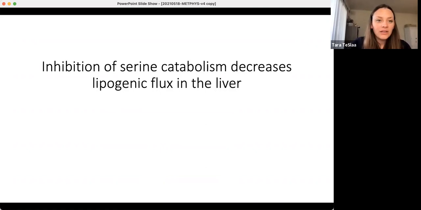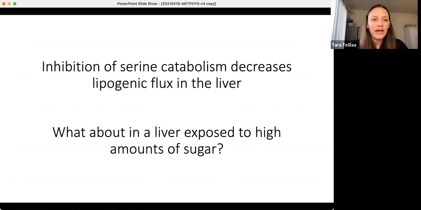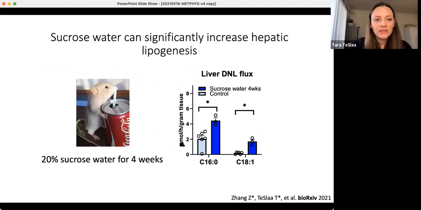However, this is in the healthy liver. So we wanted to look at a condition where there was abnormal amounts of lipogenesis, and we know that high amounts of sugar can drive lipogenesis. So we fed mice 20% sucrose water for 4 weeks, and we could confirm that this increased lipogenic flux in the liver more than twofold.